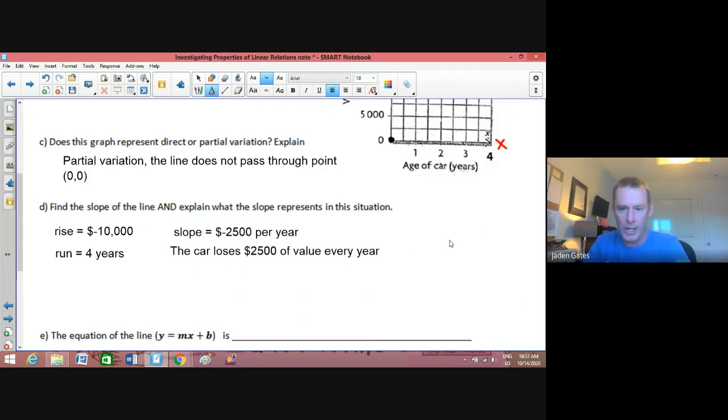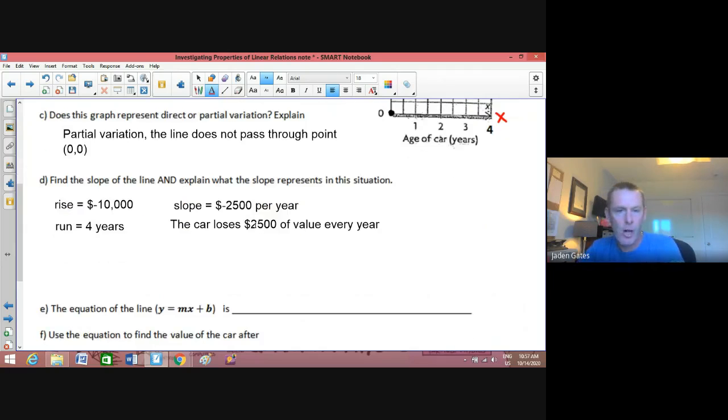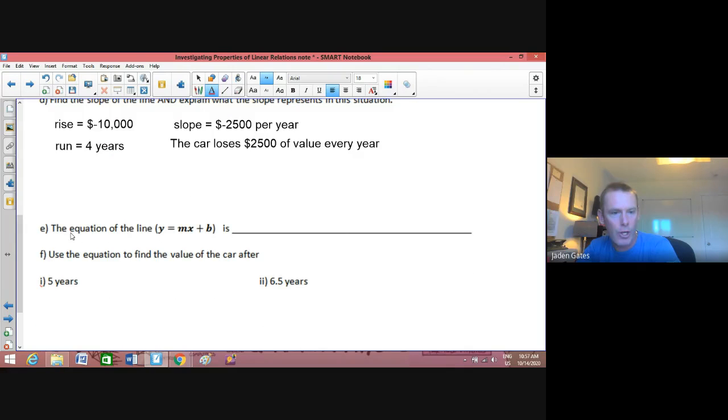Should only be so lucky. Most cars lose a lot more than that. All right, now, again, the big key here of what we're trying to look at is the equation of the line, y equals mx plus b. That is the equation of every linear equation, where m is the slope and b is our y-intercept.